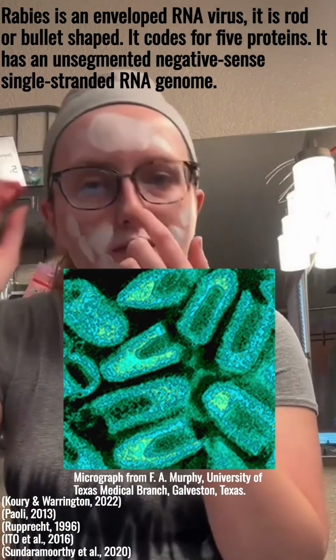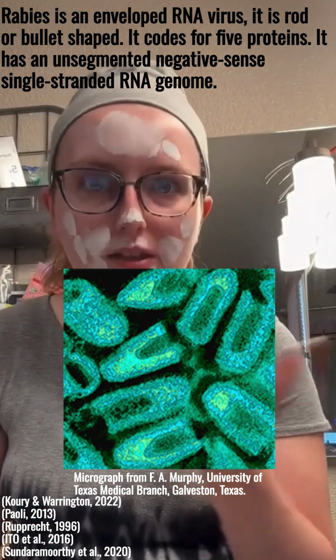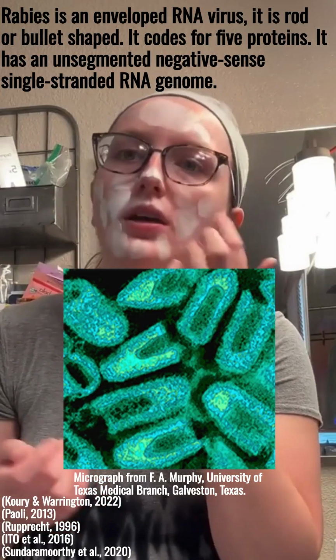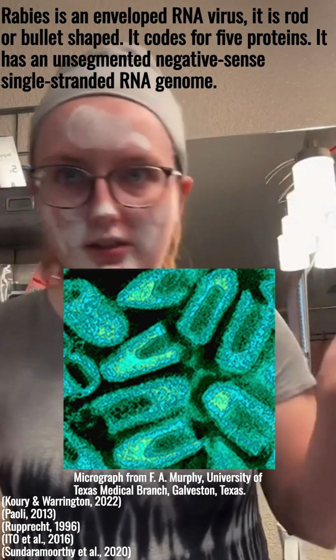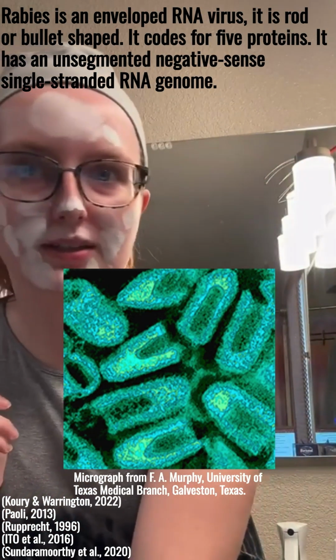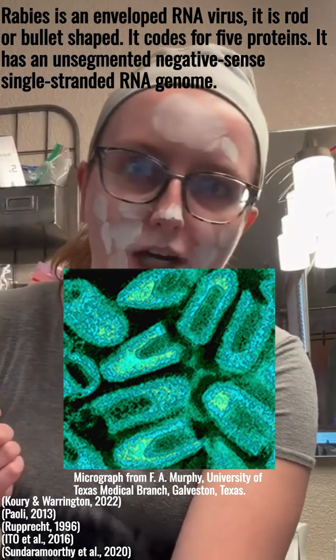Rabies is an enveloped RNA virus. It is rod or bullet shaped. It codes for 5 proteins. It has an unsegmented negative-sense single-stranded RNA.